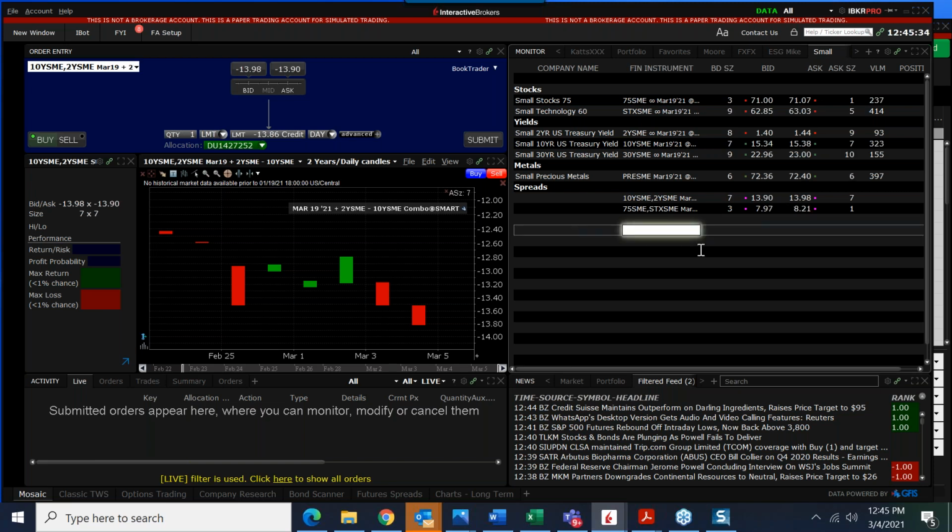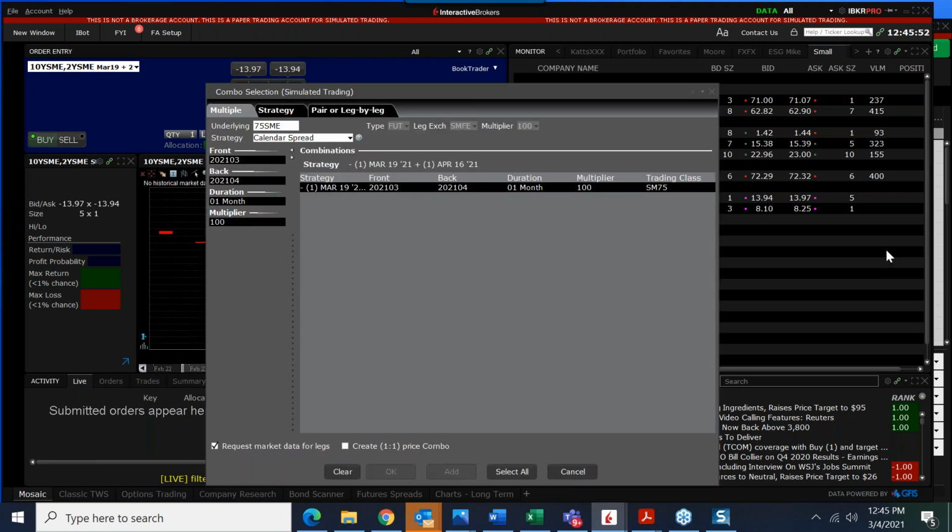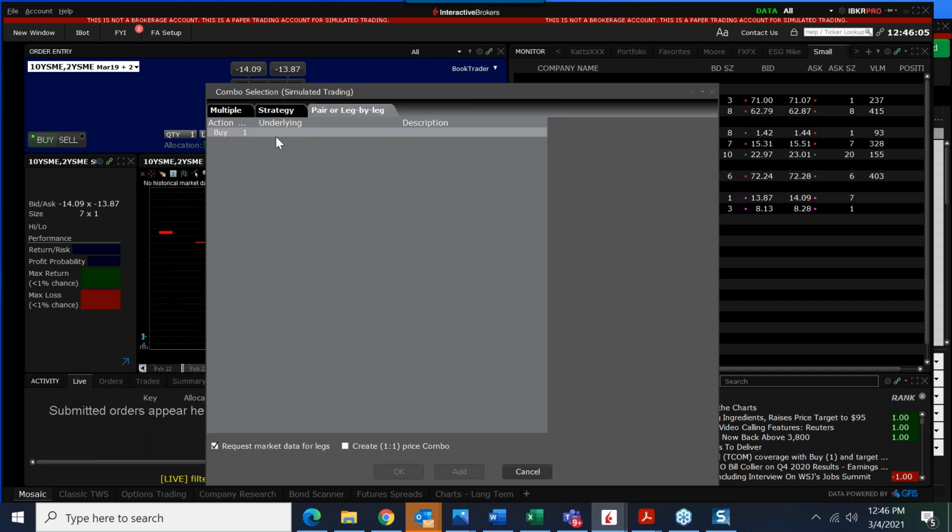So to create that spread, again, we're going to start off with the 75 SME. I'll type that in just to bring up the combo selection tool. 75 SME, hit enter. And instead of selecting the futures contract, which I already have on the page, I'm going to go to combinations and future spreads. It's going to bring up the combo selection tool. There are 3 tabs: multiple, strategy pair, leg by leg. I can work it from the multiple here, but I actually want to go over to the pair, and I've got to start over in here.